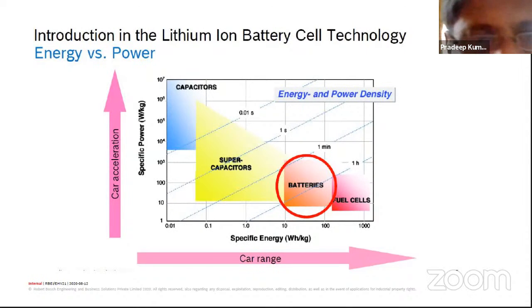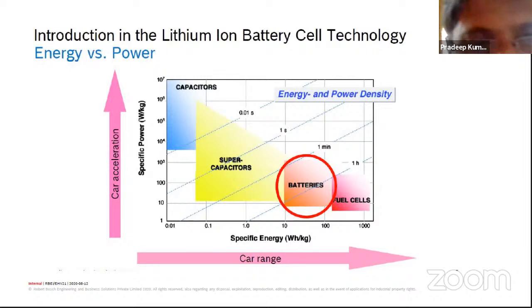And here you can see on the y-axis, specific power, whereas on the x-axis, specific energy, and you can see that batteries are coming somewhere here. That means it has moderate specific power, but reasonably good specific energy. What it means is that if you use this kind of battery, when the specific energy is more, for a given battery pack you will get more range, because you are able to store more energy in a given weight of the battery. So you will get more range out of it.